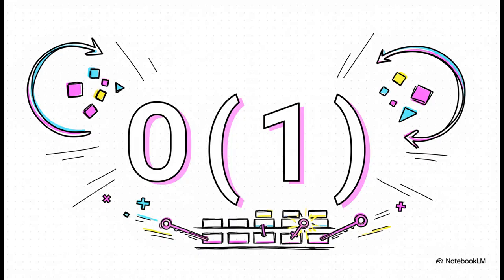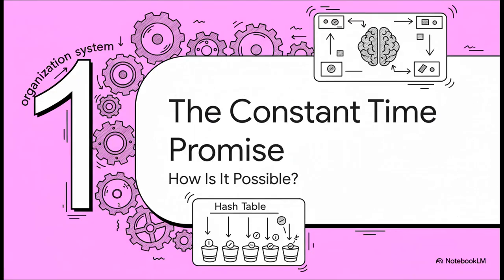And this is the promise. You'll see this everywhere. It's called constant time. And what it means is that it doesn't matter if you have 10 items or 10 billion items. The time it takes to find the one you're looking for stays, on average, the exact same. It's incredible. But how? So, how on earth is that promise of constant time even possible?